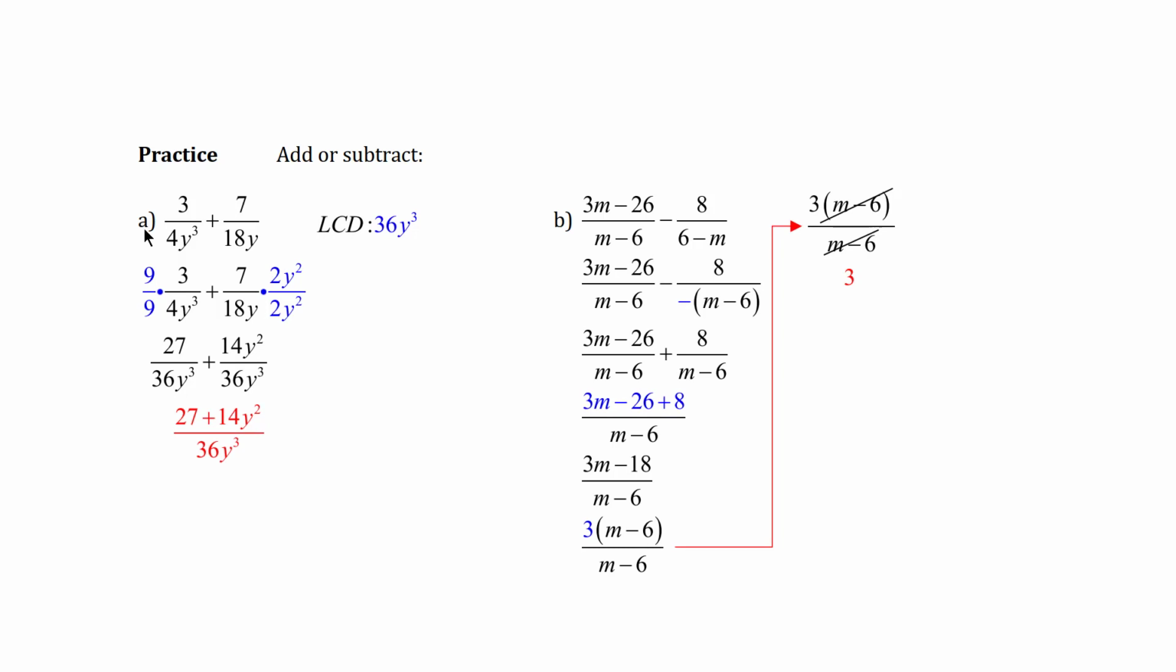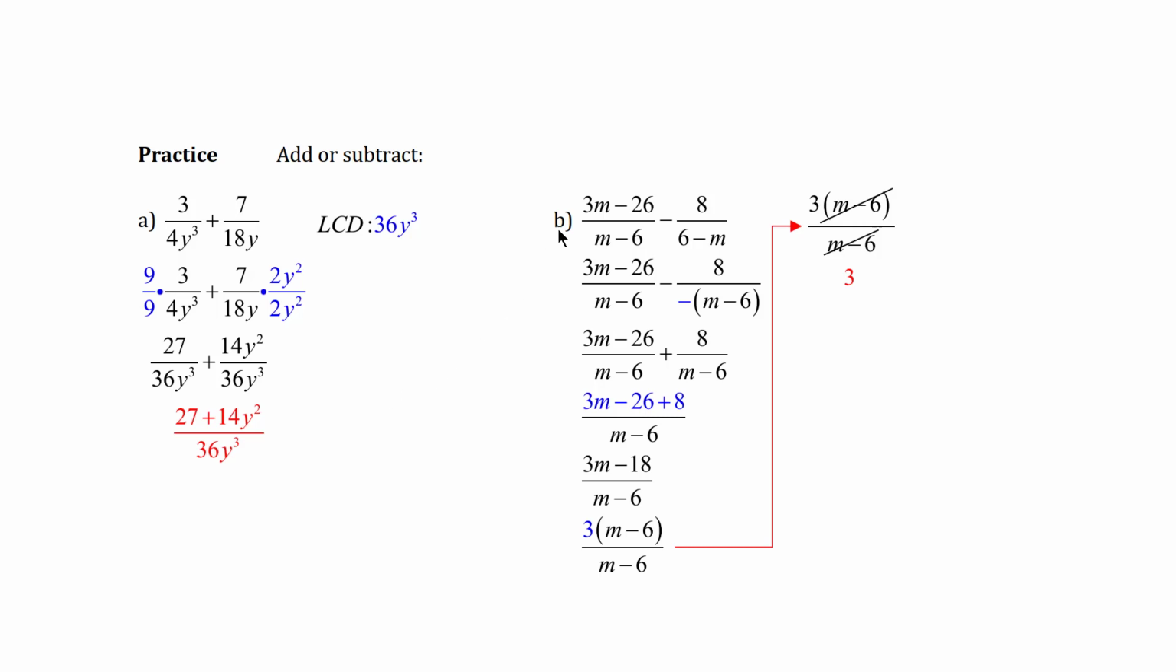Alright, so let's go ahead and go over part A. The LCD for part A is 36y cubed. Next, we need to change both fractions into an equivalent fraction with the LCD of 36y cubed. We just multiply the first fraction by 9 over 9 and the second fraction by 2y squared over 2y squared. The result is 27 divided by 36y cubed plus 14y squared divided by 36y cubed. Next, we combine everything all under one fraction. We get our final answer, 27 plus 14y squared divided by 36y cubed.